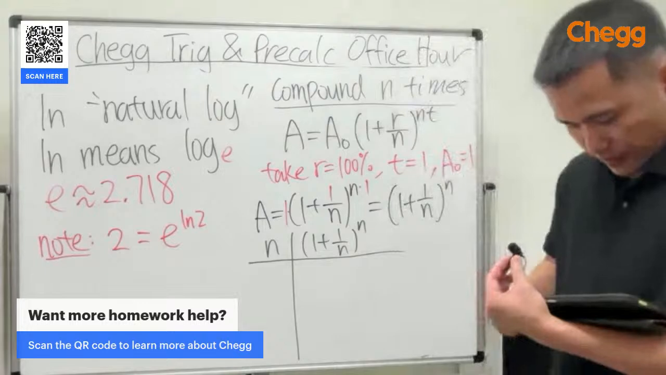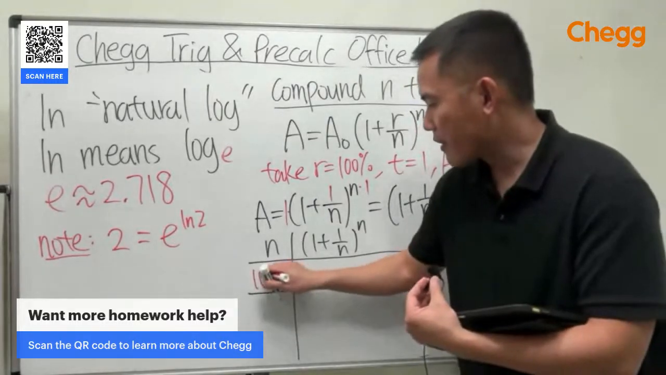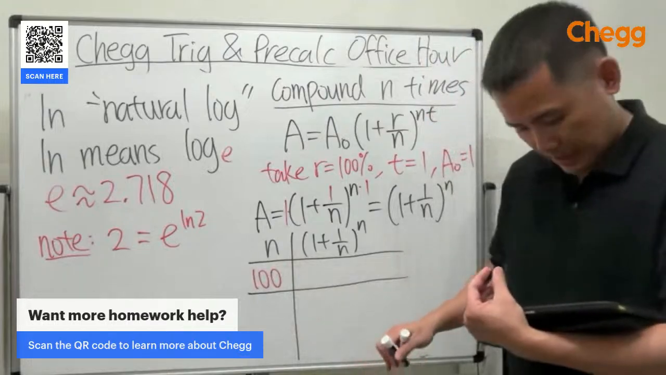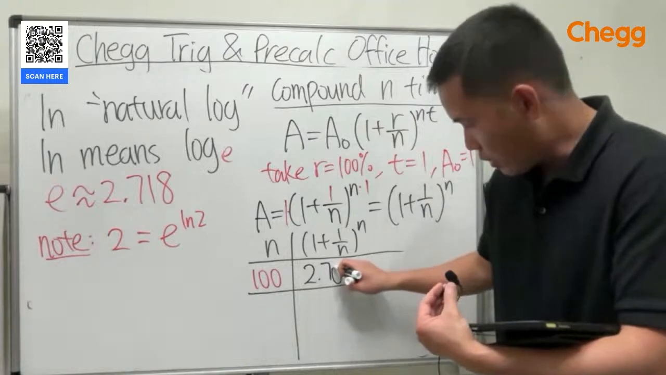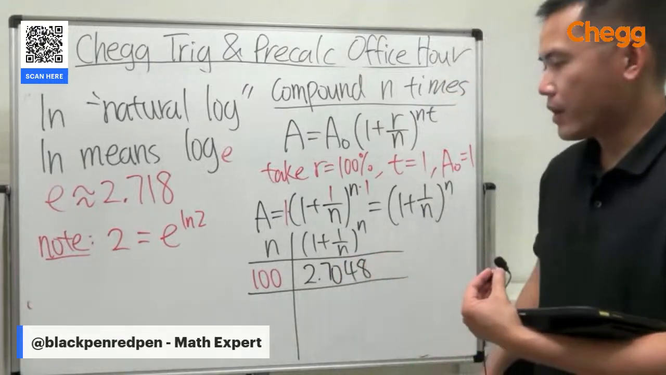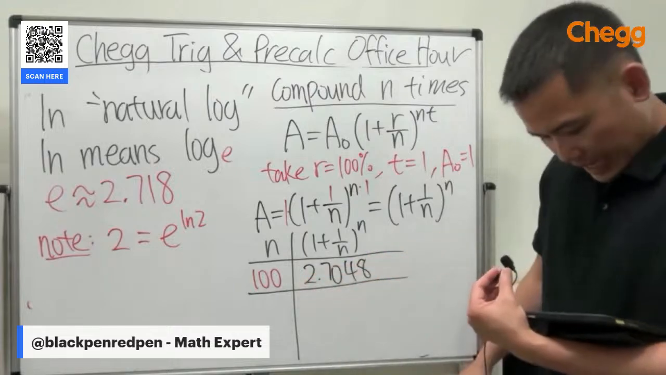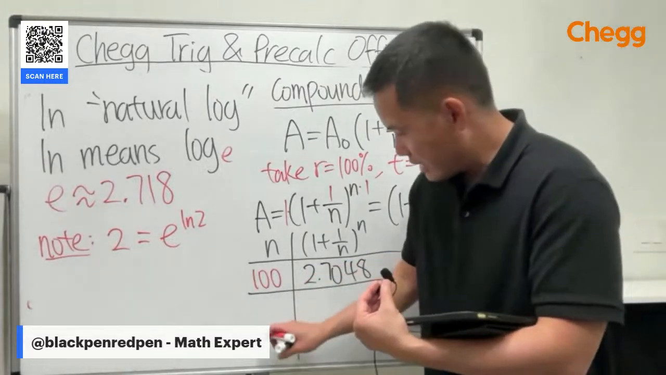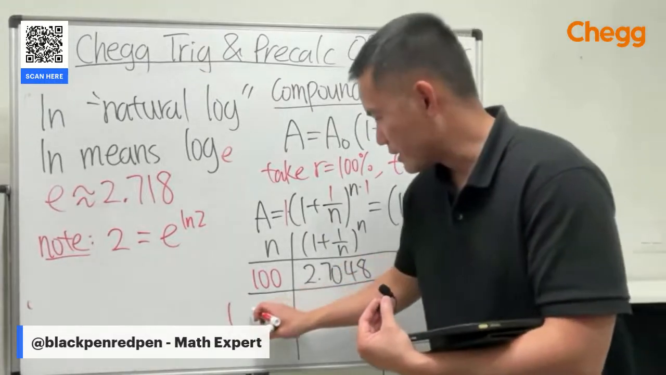All right, cool. So here's the deal. Imagine if you compound 100 times, then the result is going to be 2.7048. So that's 100 times. And if you do it enough times, let's say 100,000 times.